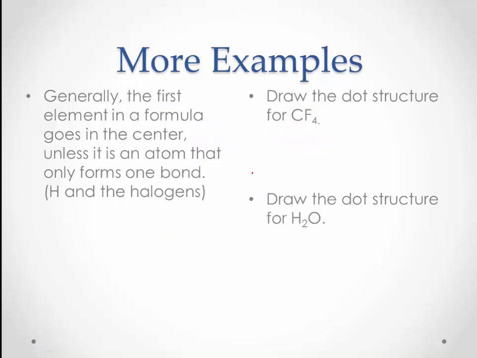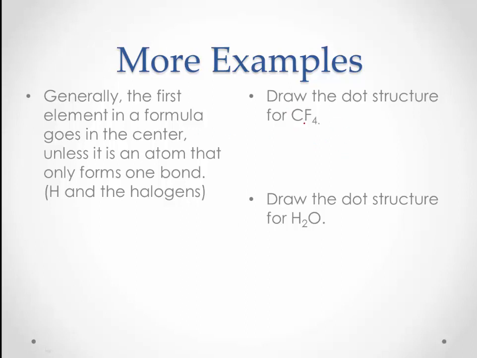When you're looking at the formula for a compound, then usually the first element in the compound goes in the center for the structure, unless it's hydrogen or something else that can only make one bond, because generally hydrogen is just looking to find one more electron, so it would just make one bond, and that's true with the halogens as well. So they won't be in the center, and we'll look at some examples like that.